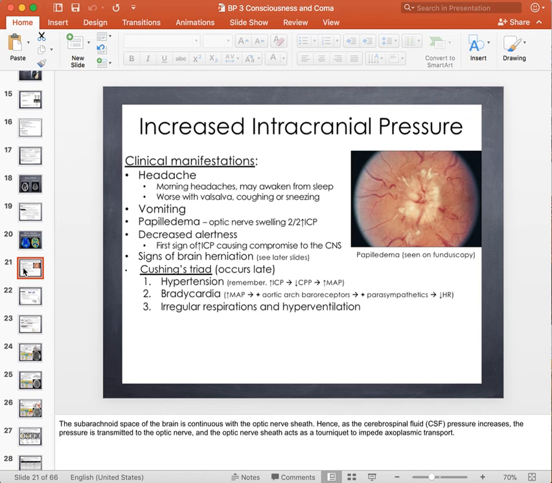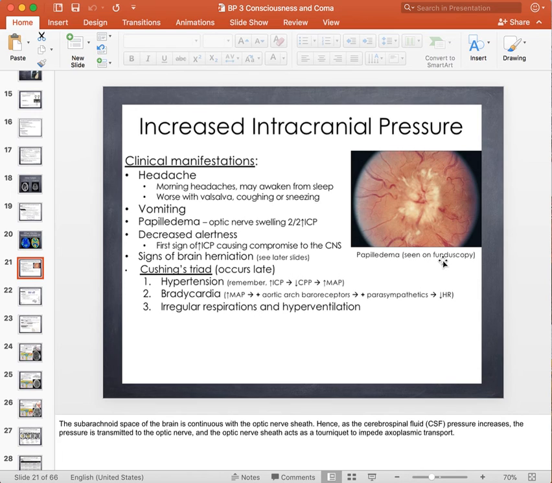Vomiting can also occur because of pressure on the vomiting centers in the brainstem. If you're seeing some of these red flag symptoms, you want to get out your ophthalmoscope and look in somebody's eye, because recall that the optic nerve is actually part of the central nervous system, and the sheath around the optic nerve is continuous with the subarachnoid space of the brain. So it serves as a little window into the brain. And you can see papilledema, which is pictured right here, and engorgement of blood vessels in somebody who's got increased intracranial pressure.